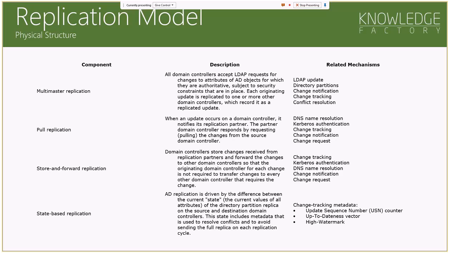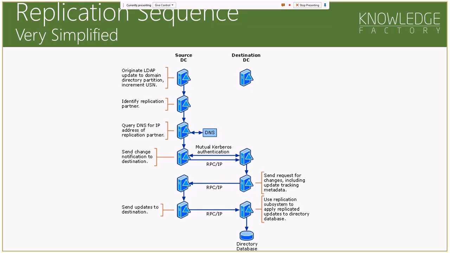The component and the mechanism involved. So a very simplified replication sequence. Let's see if I can be fancy with a laser pen here. I have an originating LDAP update to a partition which increments the USN on the source DC. The next step is to identify my replication partners. I'll go through this in detail as well. I will query the DNS for an IP of my partner. I will send a change notification to the destination. We have mutual key-based authentication, of course.